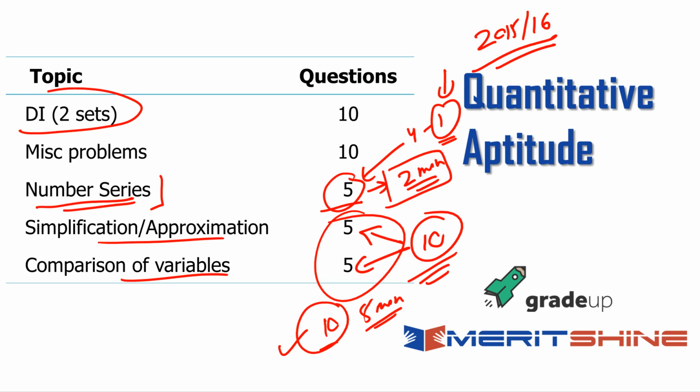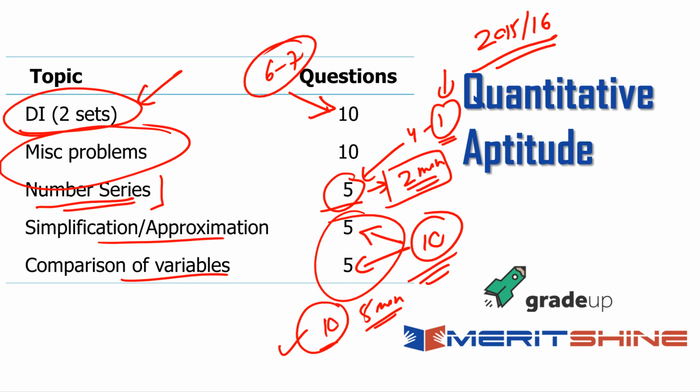After that, it'll be DI for me. With what I have seen in the last 2 years' papers, this is very, very simple. I mean, it's so simple, you can do these two sets, all these 10 questions, in 6-7 minutes, not more than that. And the last thing to do would be miscellaneous problems.